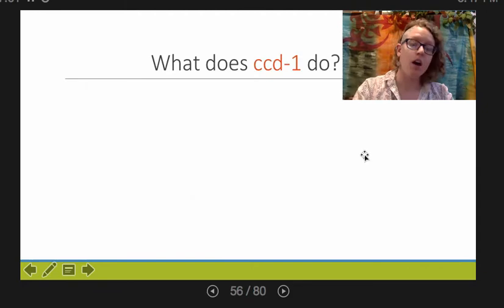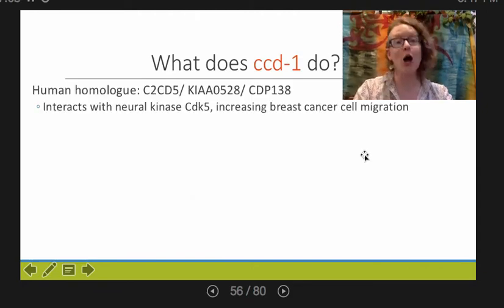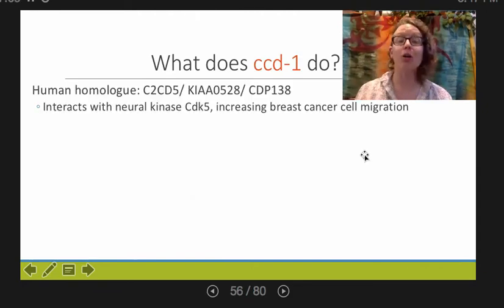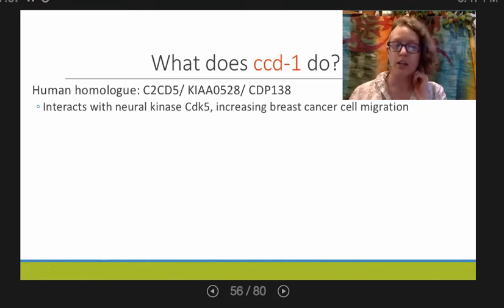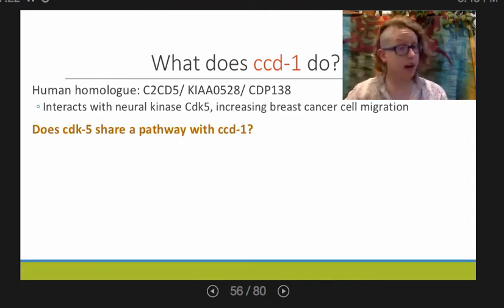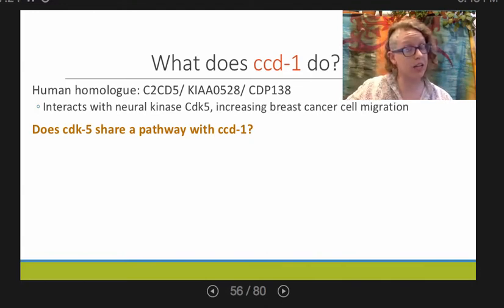So, what does it do? Well, nobody knows, but the human homolog version of it does exist. And it interacts with a neural kinase CDK5, specifically in the context of breast cell cancer cell migration, which doesn't seem terribly well connected, but it's a lead. We're going to follow it. Maybe CDK5 interacts genetically, shares pathway, and is part of the same leg as CCD1.